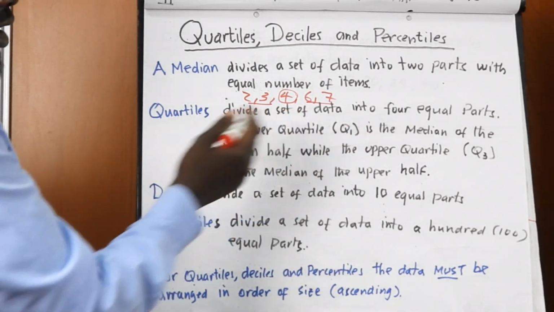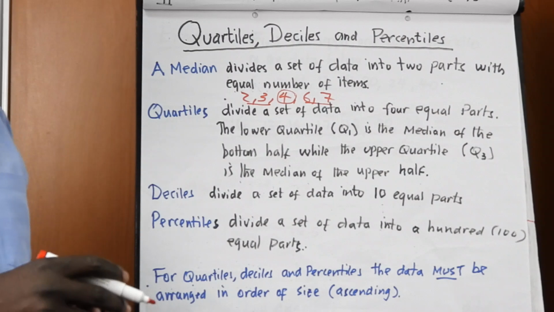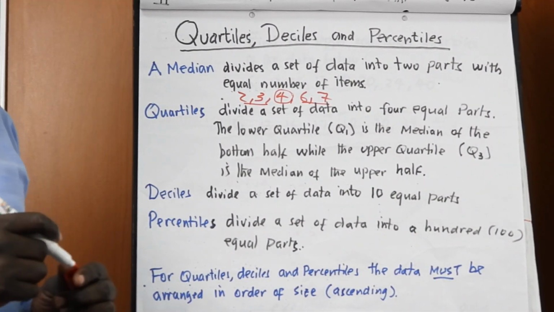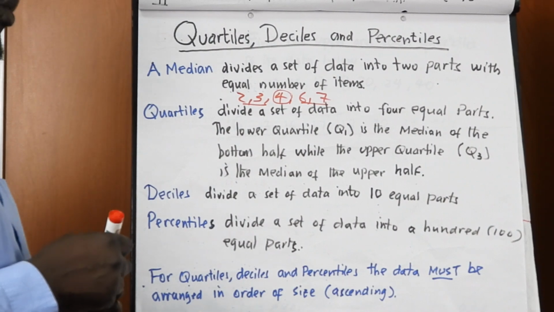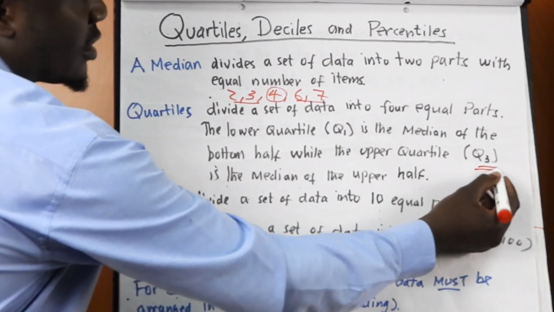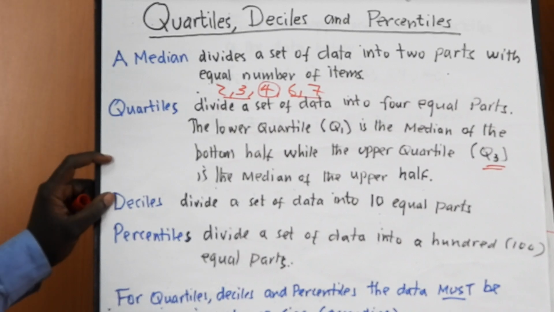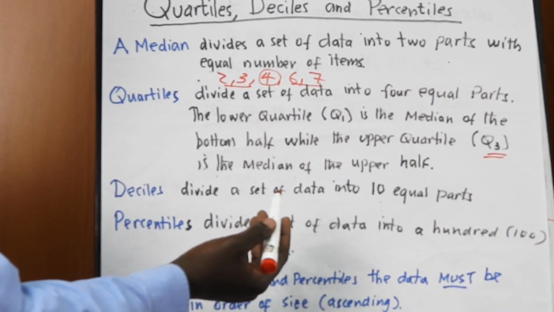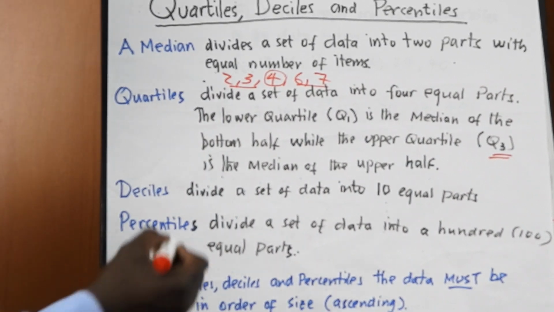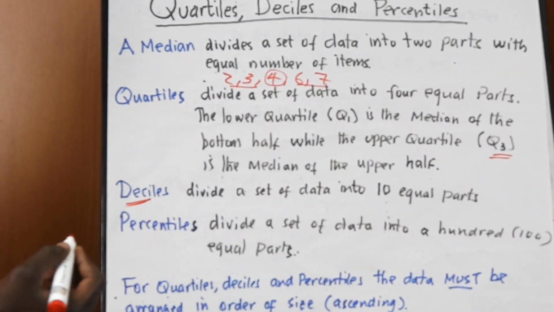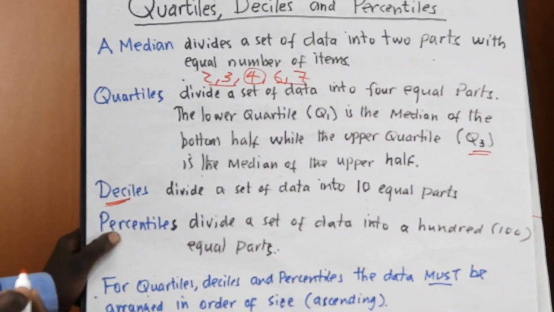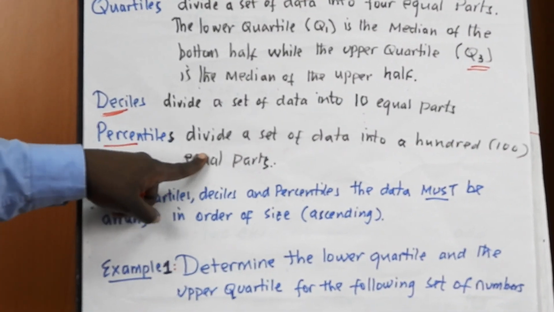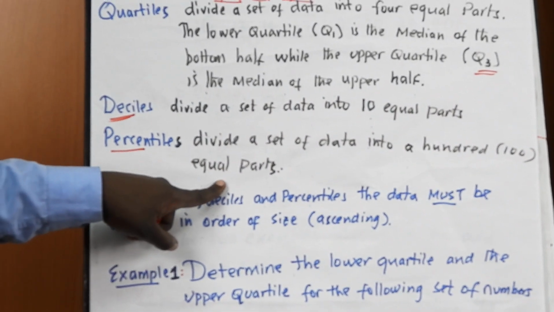So the lower quartile, Q1, is the median of the bottom half, while the upper quartile, popularly known as Q3, is the median of the upper half. Deciles divide a set of data into 10 equal parts, from the word deci, which means 10. Then percentiles, from the word percentage, divide a set of data into 100 equal parts.